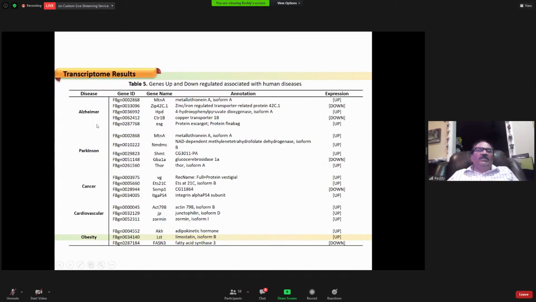So these genes, if we compare, they are important for curing us from Alzheimer's, Parkinson's, and several cancers, cardiovascular diseases, and obesity. Pepper provides a lot of beneficial genes that are upregulated, and the harmful genes are downregulated, helping us to be safe from these devastating diseases that we have today.